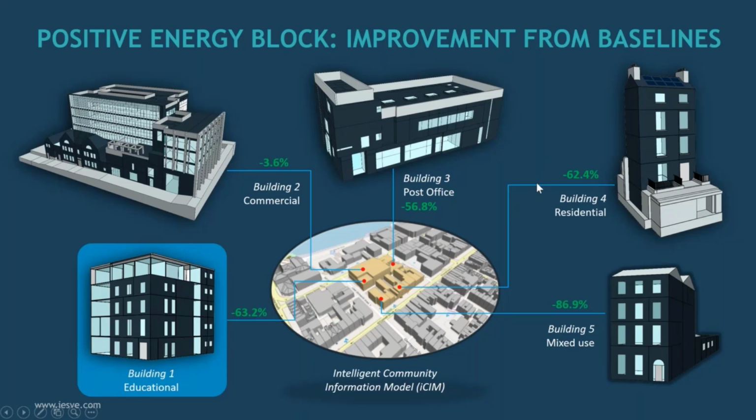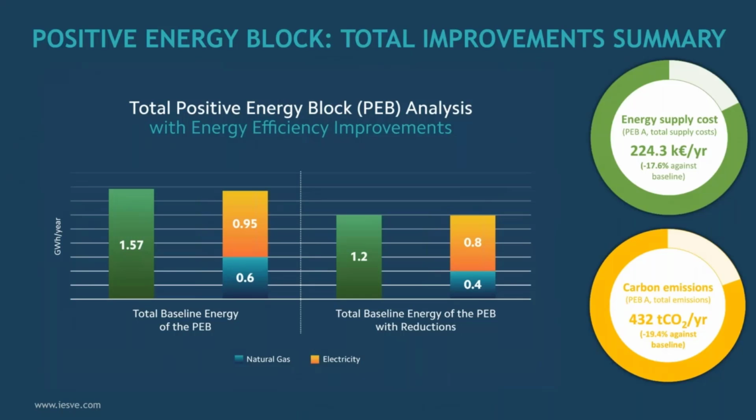While the other buildings, you can see they are all about 60% more or less of possible reduction with different measures, because not all the same measures can be applied to different buildings, as I said in the beginning. So you can see that now we have values for all the 5 buildings. These values here are for the whole positive energy block, which is not positive yet, but that's the aim. So basically, 1.57 gigawatt hours per year was the initial consumption of the block, divided into 0.6 of natural gas and a bit more in electricity. After the interventions were conducted, we went down to 1.2 total energy consumption in gigawatt hours per year.